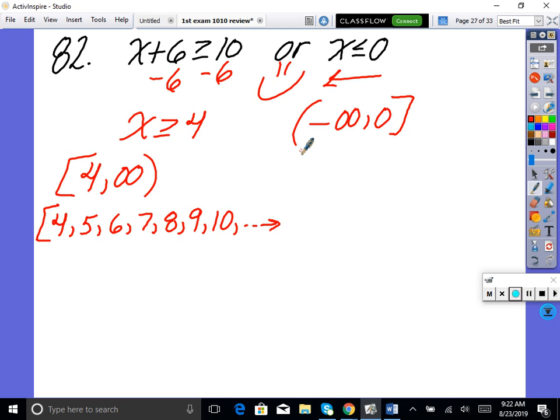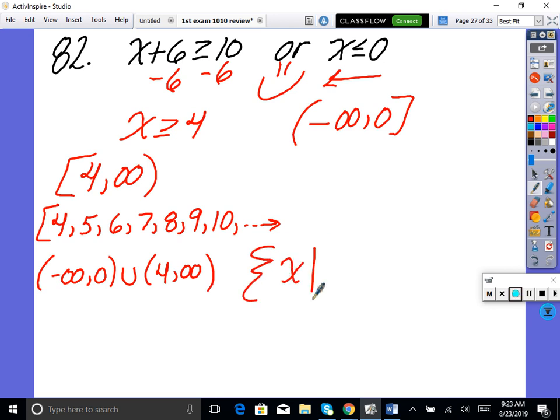So if you look at this, we have from negative infinity up to 0, then we have this gap, and then we start at 4 to infinity again. So another one where we would say negative infinity up to 0, united with 4 to infinity. There was no overlap there, but united, both get to go. The set for x such that x is less than or equal to 0, or x is greater than or equal to 4.